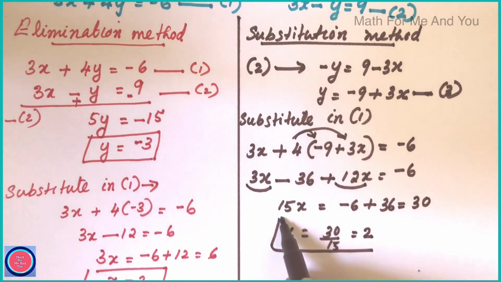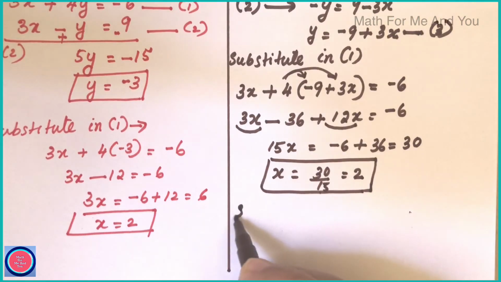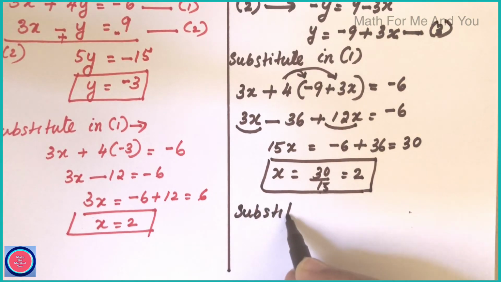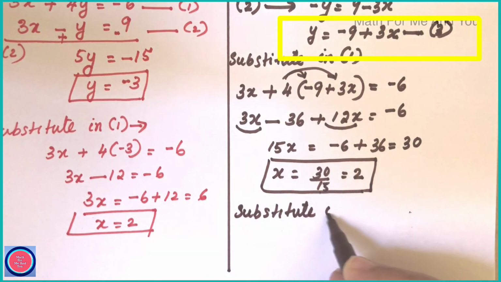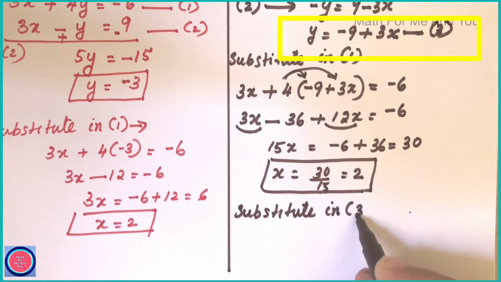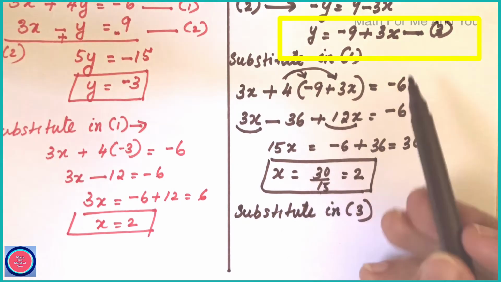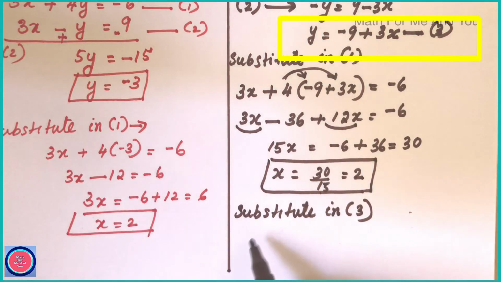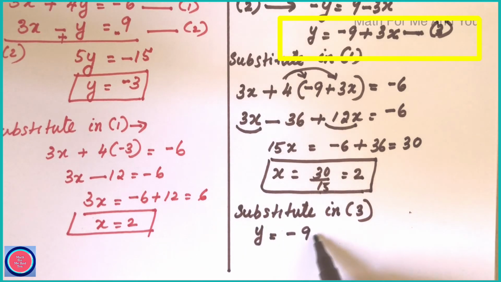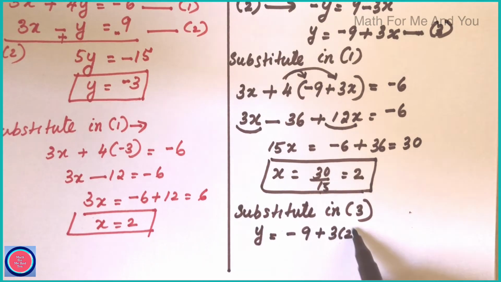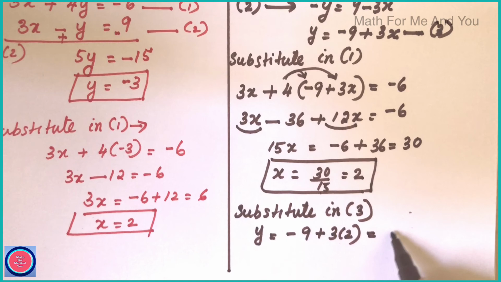Substitute this value of x in any of the equations. We can substitute in equation number 3. So the equation y equals minus 9 plus 3x becomes y equals minus 9 plus 3 times 2. That is y equals minus 9 plus 6. How much is it? It is minus 3.